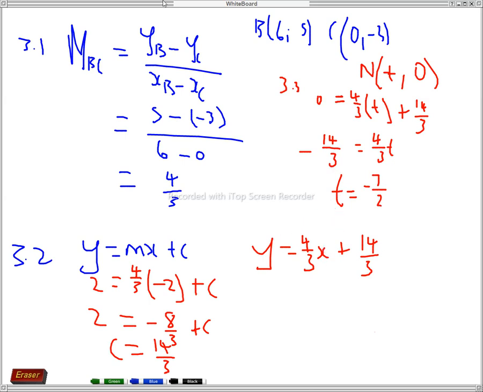Basically, everything here is a follow-up question from 3.1 to 3.2, and 3.3 is a follow-up question, you understand? So if you get the gradient of BC wrong, it means that everything is going to be wrong. So you must make sure that you understand this concept much better, and then you apply the correct things here, because if you don't do that, it's going to be wrong. So let's move forward and see the next question.